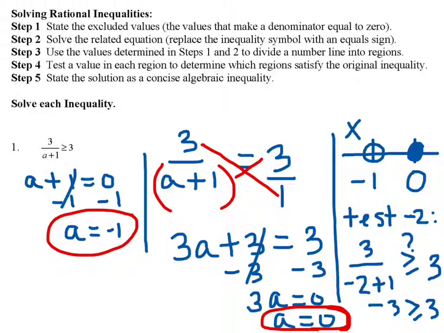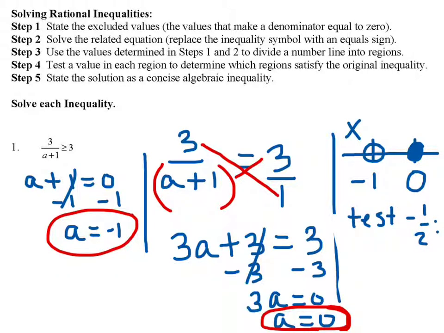Now let's test a value between negative 1 and 0. Let's test negative 0.5. When I plug negative 1/2 in for a, I end up with a positive 1/2 in the denominator. 3 divided by 1/2. We're trying to find out if that is greater than or equal to 3.